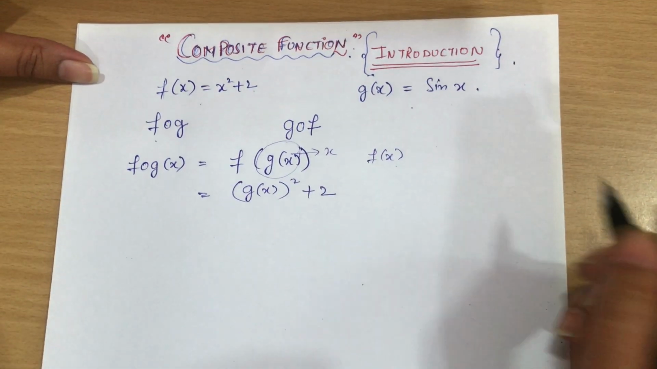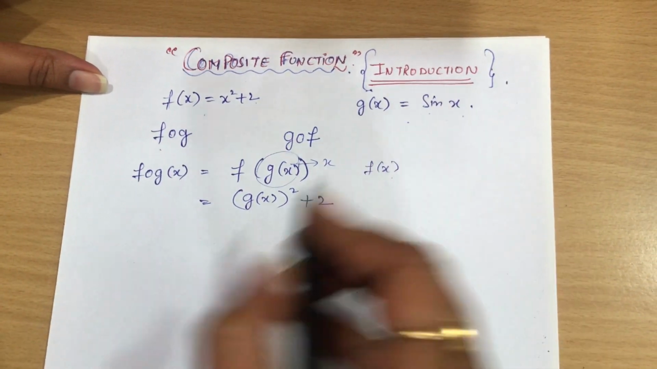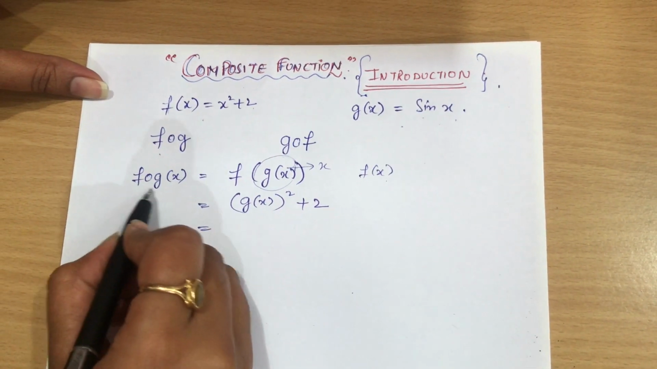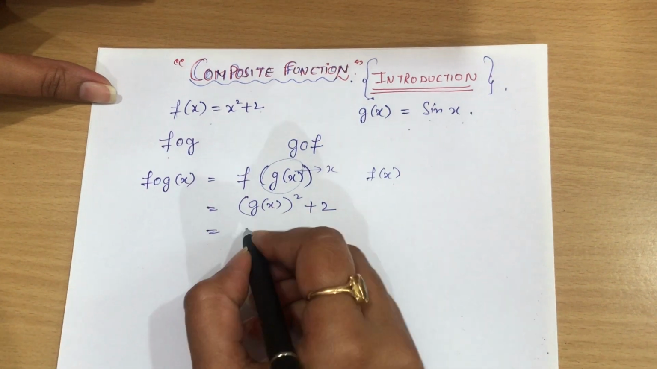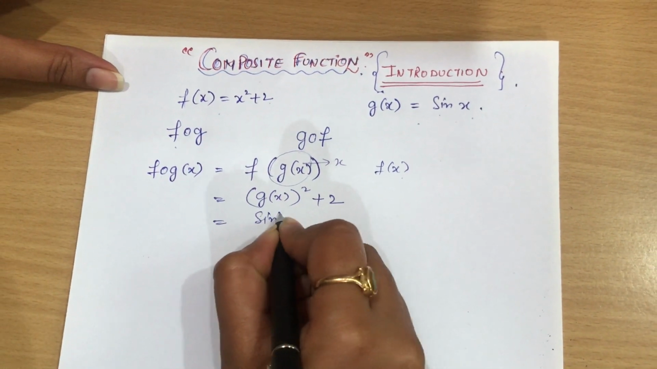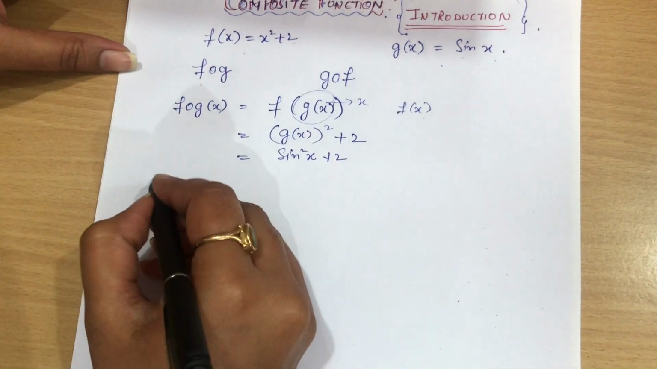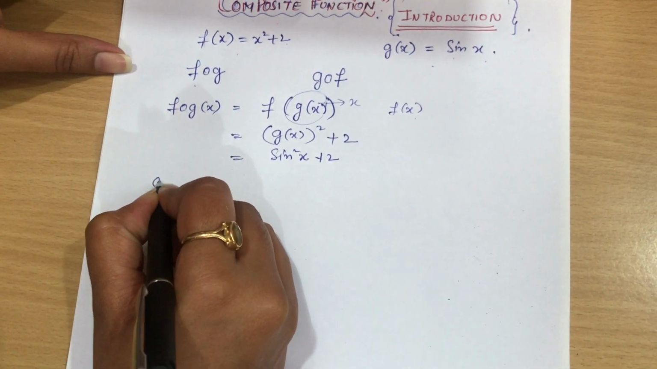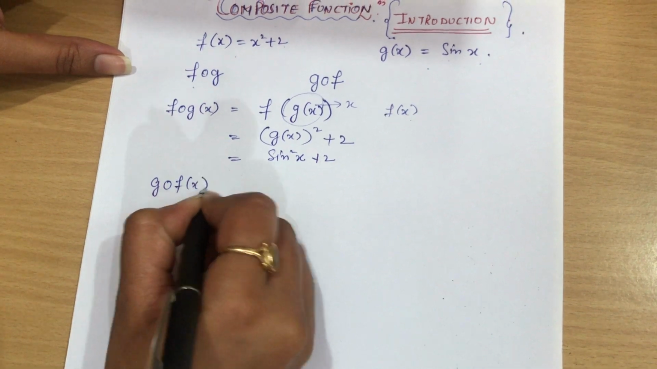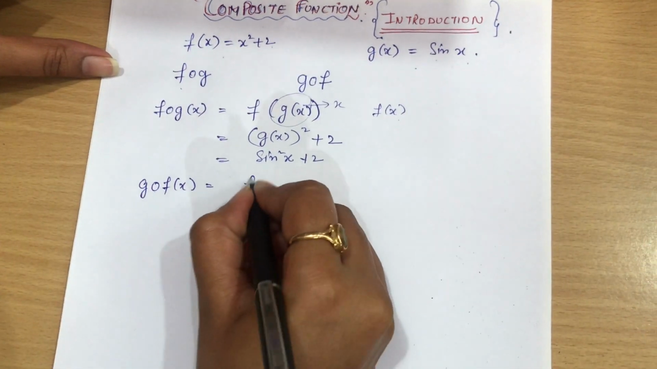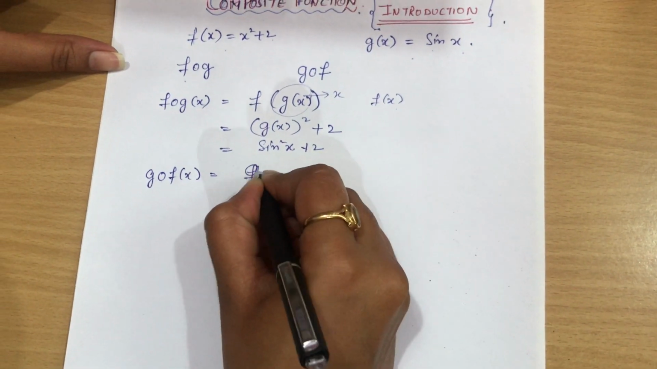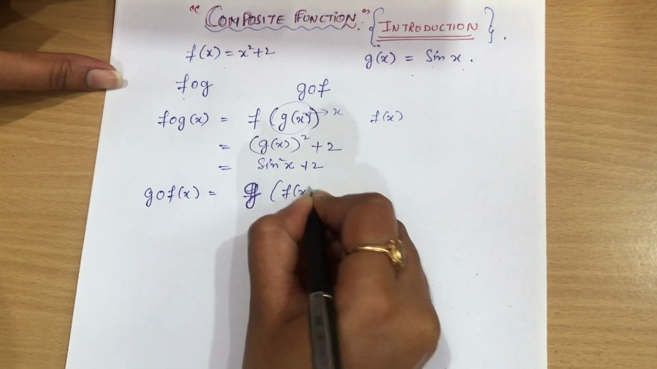And what is your g of x? g of x is given by sine of x. So this composition f composition g of x is given by sine square of x plus 2. And you can also describe the composition function in the same procedure. This is g of f of x.